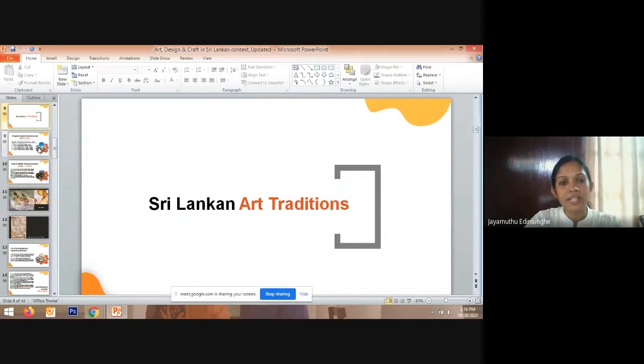Then we'll move on to Sri Lankan art traditions. In Sri Lankan art traditions, the origins are mainly from India. As you all know, Indian influences, you all must be aware of some of these things. In Sri Lankan art, you can see the Indian influence a lot.